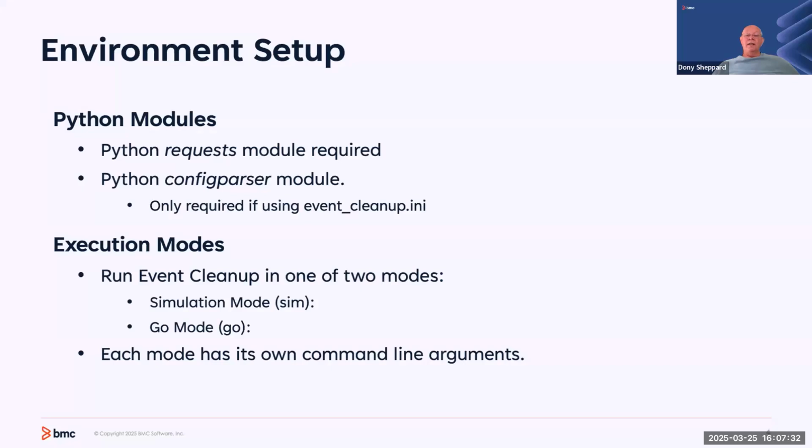The script requires an API user to be defined so that it can properly access the API endpoints in BHOM. And I'll cover this in more detail during the demo. Once you have the environment configured, you're ready to attempt the execution of the script. And the execution of the script has two modes. One's called simulation mode. The other one's called go mode.